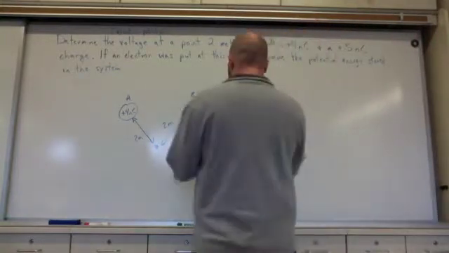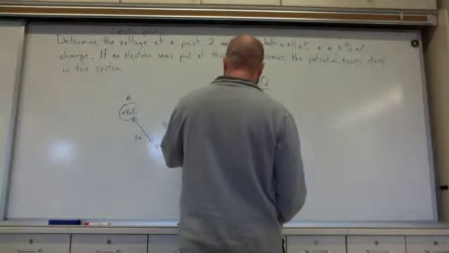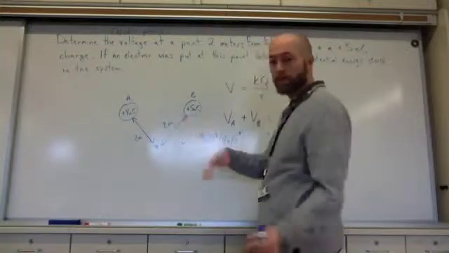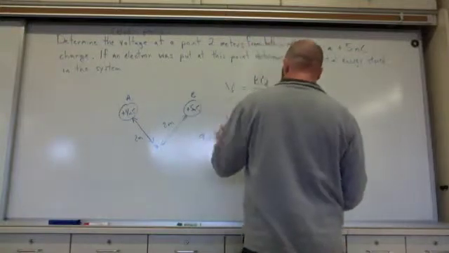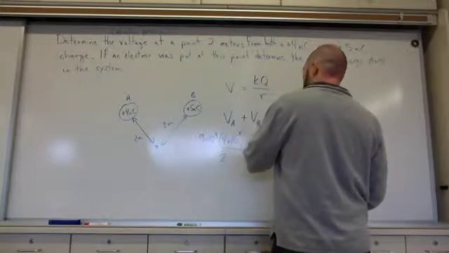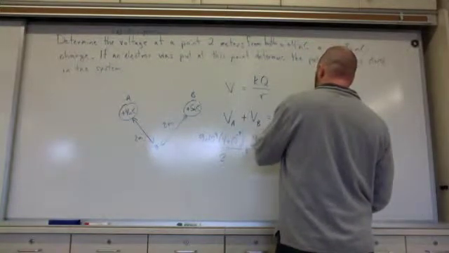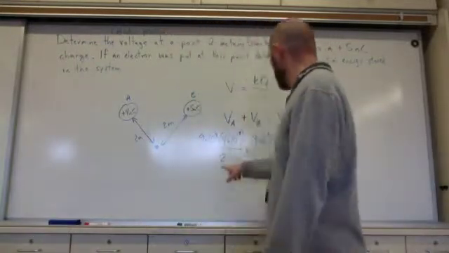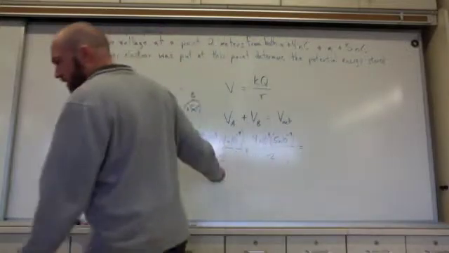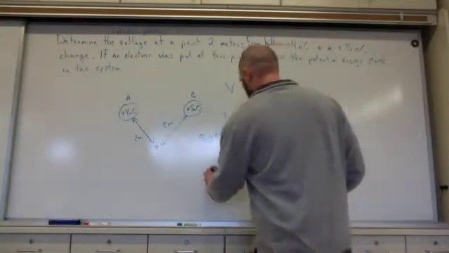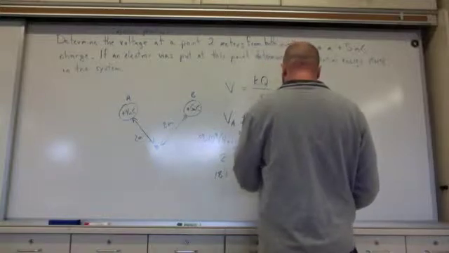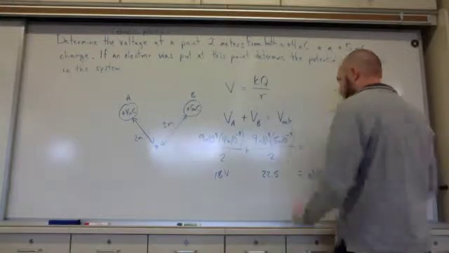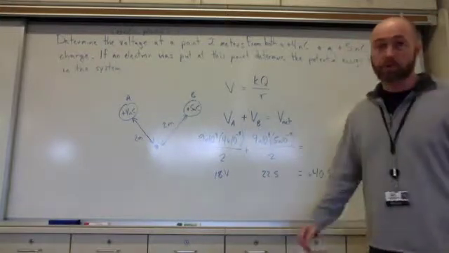So I am going to have 9 times 10 to the 9th times 4 times 10 to the minus 9th, over 2, plus 9 times 10 to the 9th times 5 times 10 to the minus 9th, over 2. If you work it out, this was 18 volts, and this was 22.5 volts. So that means my net is 40.5 volts. Okay, so boom, you're done.